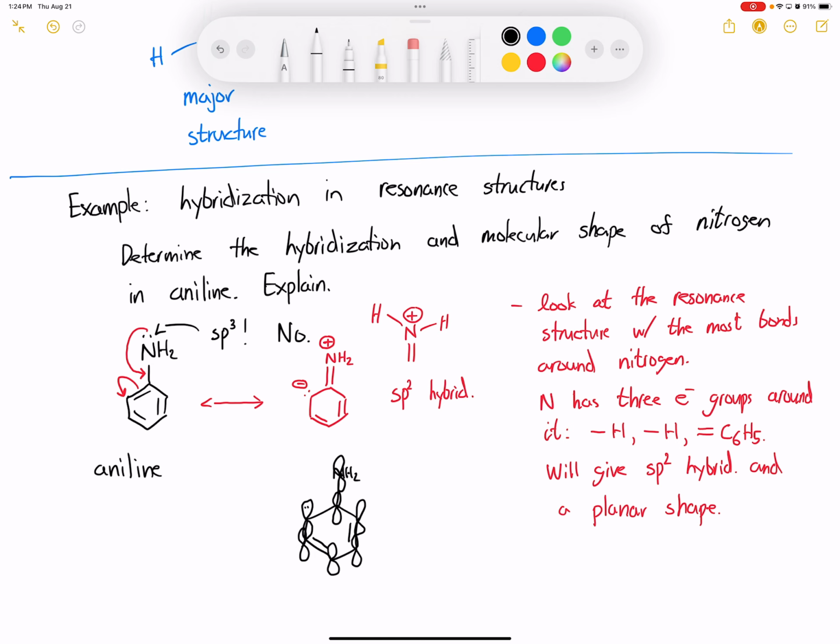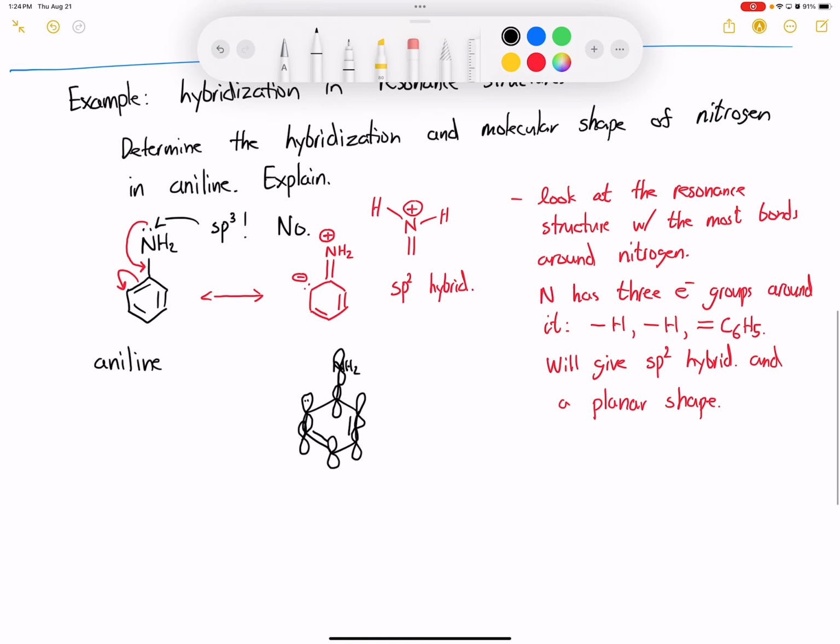Nope? All right. So when you're assigning hybridization, always look at the structure with the most bonds. Let me just highlight that, most bonds around the structure, okay? That will be your key word here. And the practice we'll do today in class, okay?